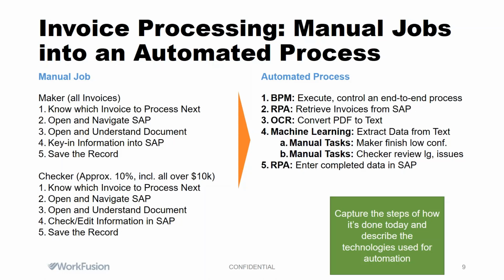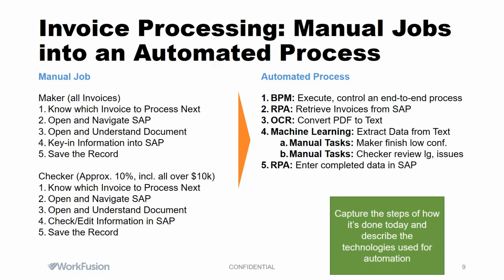On the left-hand side, if you take a situation where maybe you have an invoices set up where you have a maker and a checker, this is kind of describing what's the work that they do. It's 5 steps that each person has to perform. The maker's doing all of them, the checker's only doing a subset, but that's kind of the current state today. As you convert it into an automated process, what are the different technologies and approaches that you're going to use? Often a focus on DPM, RPA, OCR, machine learning, or cognitive automation.